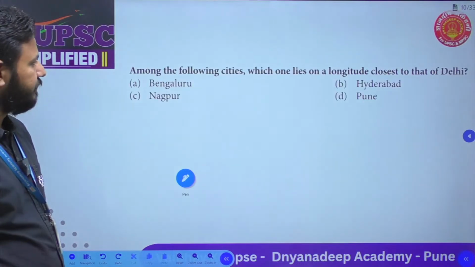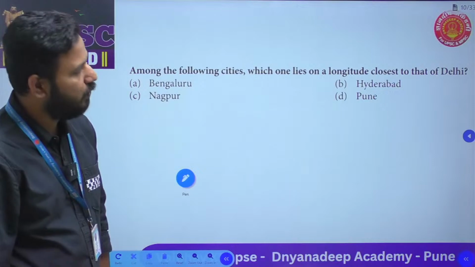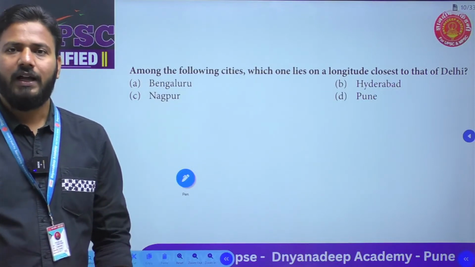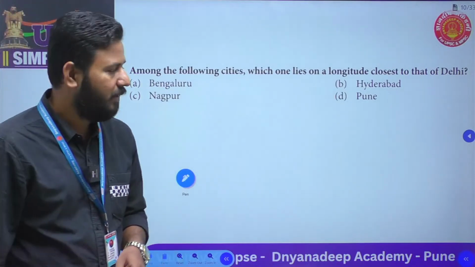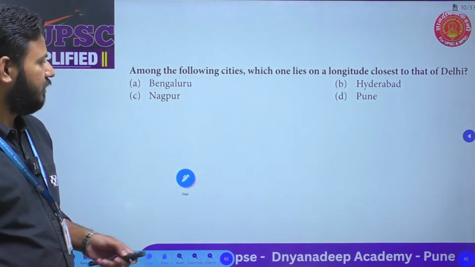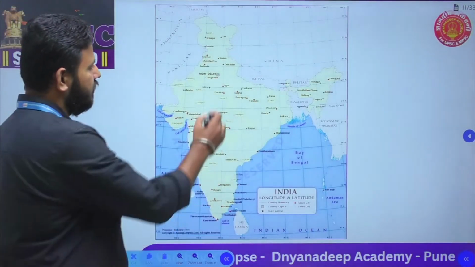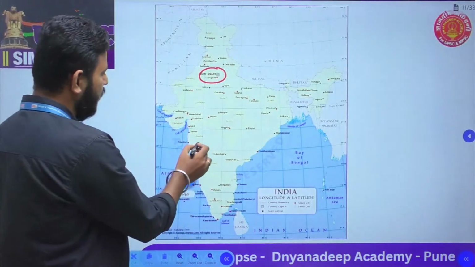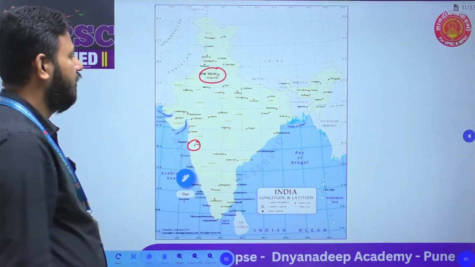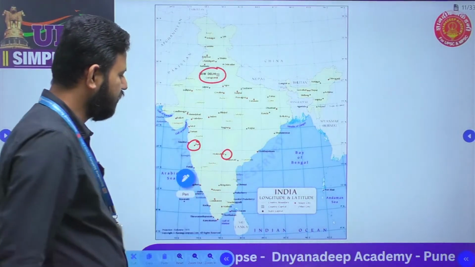Then, among the following cities, which one lies on a longitude closest to that of Delhi? Again, a map based question. Don't be surprised if every question is based on a map. So we'll straight away go to the maps, this will make things more clear. So this is Delhi, and the options that we have are Pune, this is a bit to the west of Delhi. Then Hyderabad, this is to the east of Delhi.